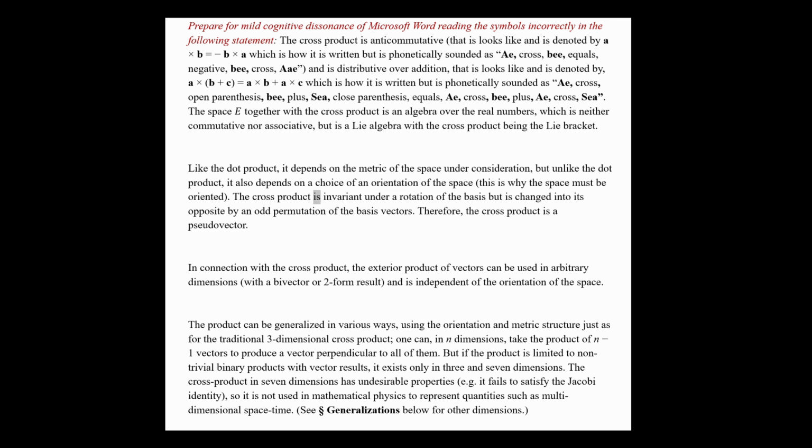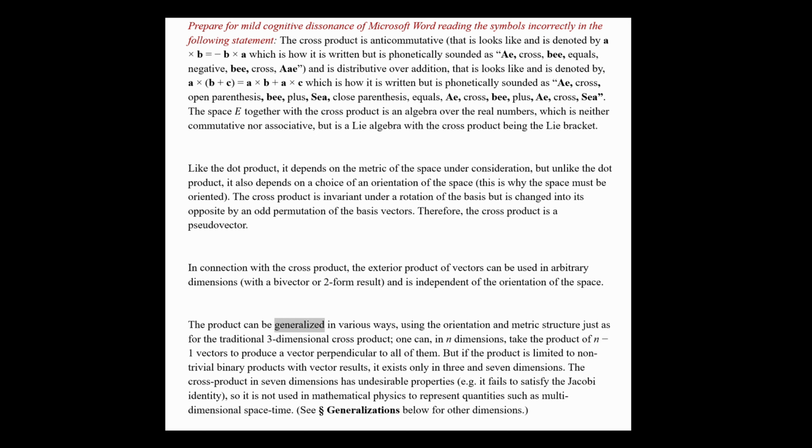The cross product is invariant under a rotation of the basis but is changed into its opposite by an odd permutation of the basis vectors. Therefore, the cross product is a pseudovector. In connection with the cross product, the exterior product of vectors can be used in arbitrary dimensions, with a bivector or two-form result, and is independent of the orientation of the space.